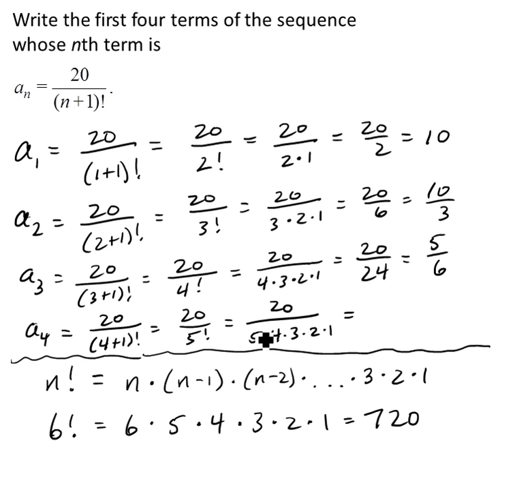So because down here on the bottom I have 5 times 4, which is 20, that would cross out with the 20 that's on top and leave a 1 on top over 3 times 2 times 1, which is 6. So that does our simplifying right there. So our first 4 terms are 10, 10 over 3, 5/6, and 1/6.